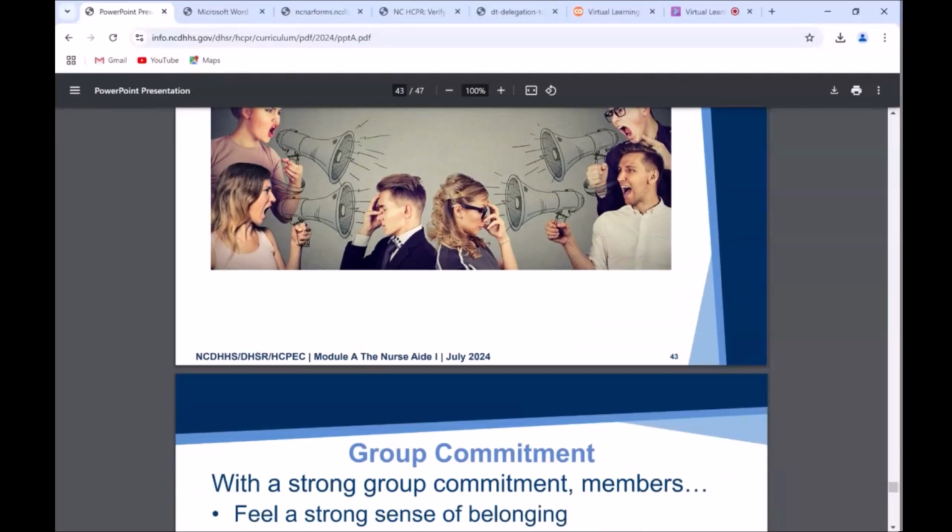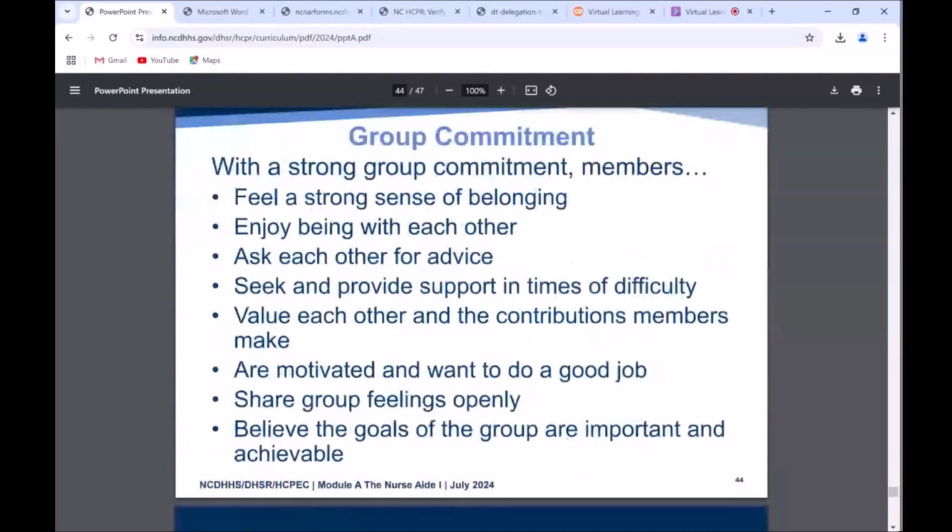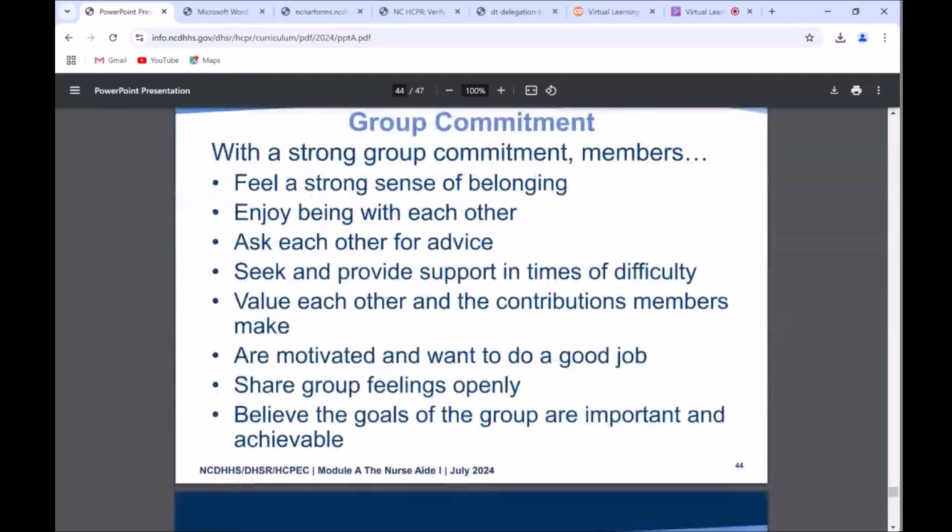All right, so group commitment. With strong group commitment, you'll feel a strong sense of belonging, enjoy being with each other, ask each other for advice, seek and provide support in times of difficulty, value each other and the contributions that each person makes, be motivated and want to do a good job, share good feelings openly, and feel the goals of the group are important and achievable.